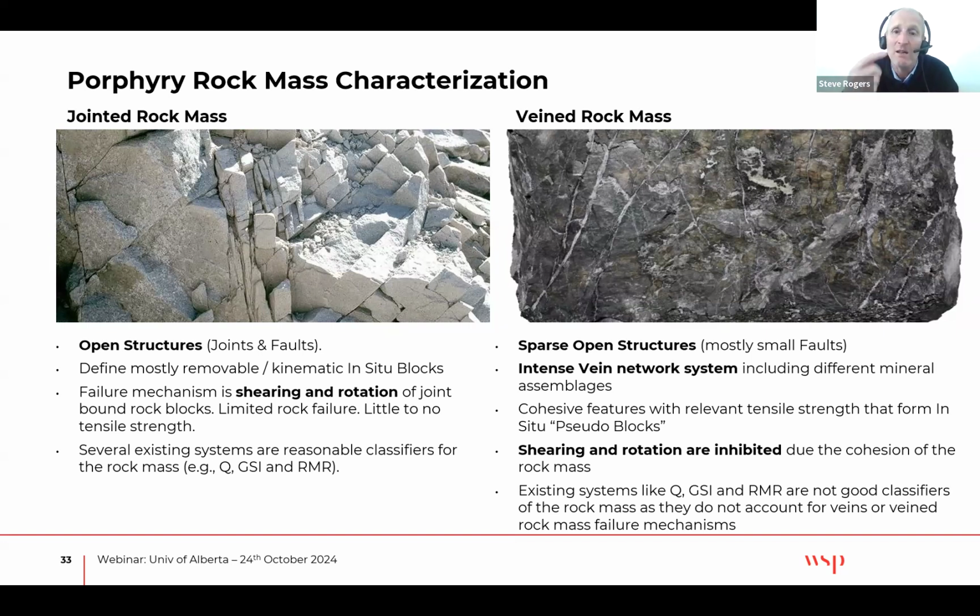And so really the existing systems like Q and GSI and RMR are just not very good at characterizing the system. So effectively what happened was the rock masses were mischaracterized. And so when the designs were implemented and caving started, they didn't really start. Famously, for instance, Grasberg spent something of the order of $1 billion to re-engineer DMRZ because it was a completely massive cave, with almost nothing for it to break along.